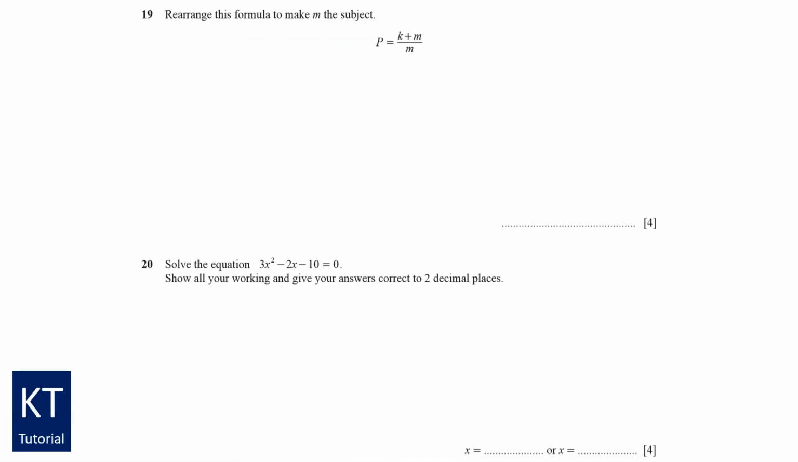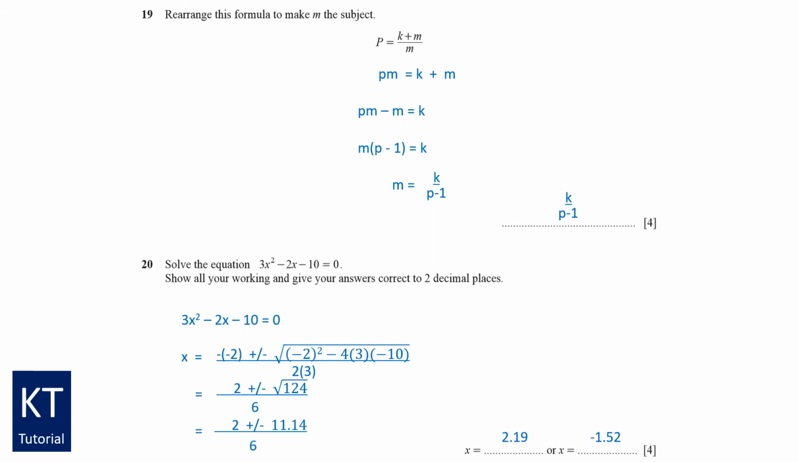Question 19. Rearrange this formula to make m the subject. Here's how it's done, with finally m being equal to k over p minus 1. Question 20. Solve the given equation and show all your workings correct to 2 decimal places. You just need to apply the formula minus b plus minus root of b squared minus 4ac divided by 2a here.